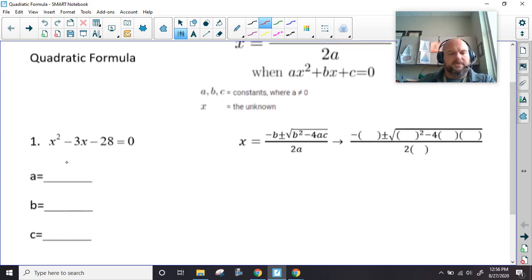So what we're going to do, not negative, 1, negative 3, and negative 28. All we're going to do is plug stuff in where it goes. This is 1, negative 28, and this is 1.